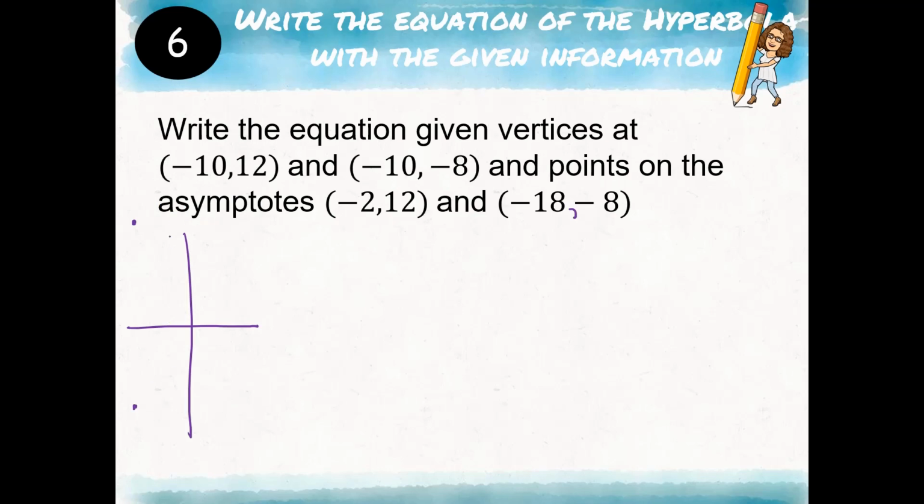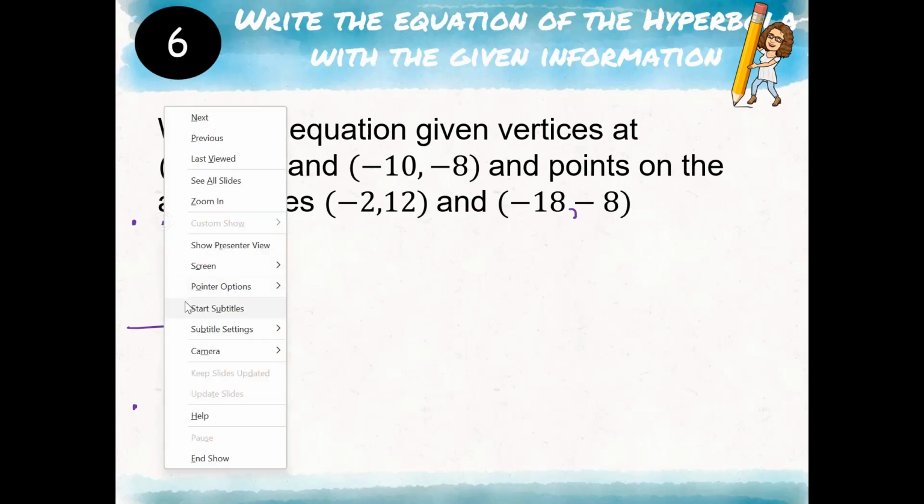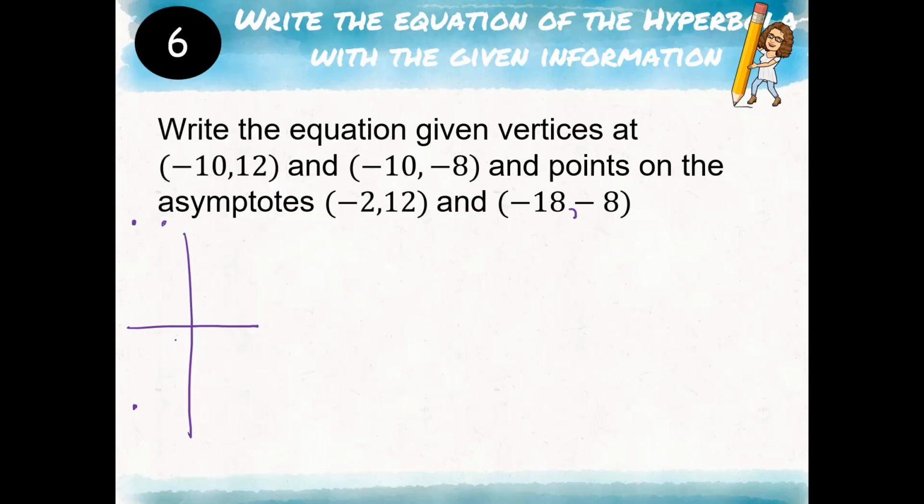Negative 2, 12 would be right there. And negative 18, ooh, that's really far over there. Negative 8 would be like right there. So agree with me, the center has to be here, and we're going to go through those. These two things are going to go like that, and we're going to go whoop, whoop, whoop, whoop, right? Something looks like that. So it looks like this is a vertical. It's up and down. So that means my template is going to have a Y first.